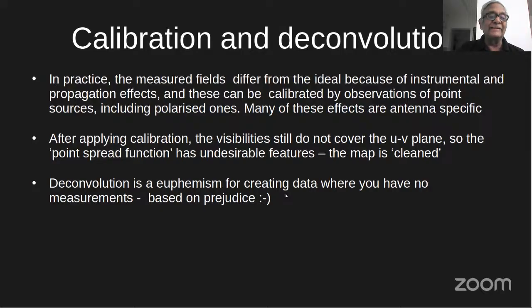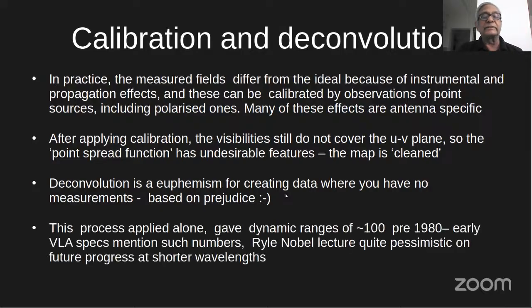In any case, this process applied alone before the 1980s gave maps with a dynamic range of 100. Dynamic range being, let's say you had a strong source, and then, because your calibration is not perfect, you will still get artifacts due to this strong source. And actually, it's very good engineering if you can get it down to 100, right? It means all effects are at the 1% level, right? And that was the situation pre-1980.